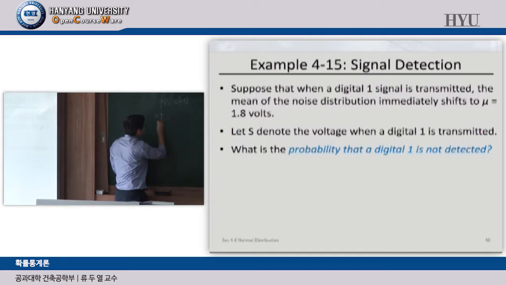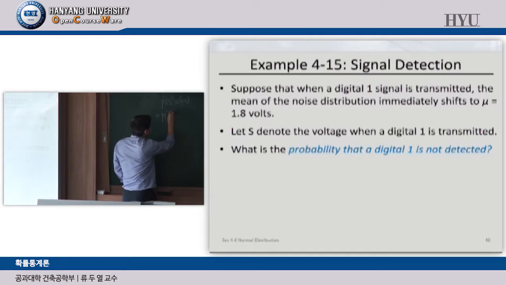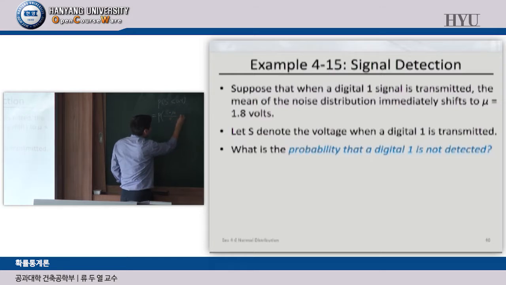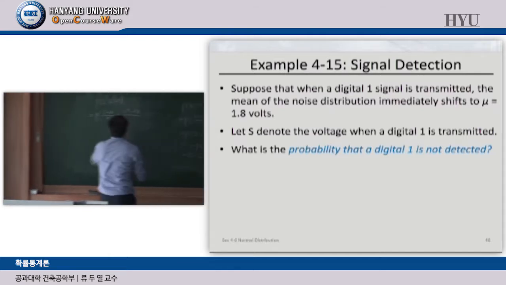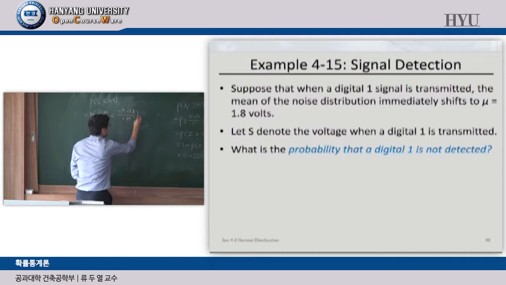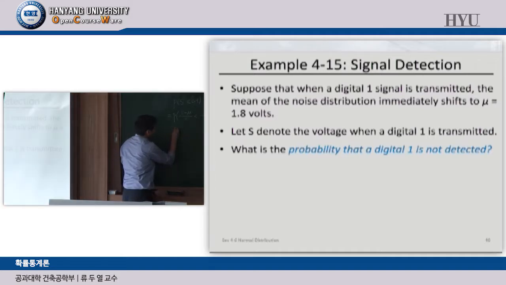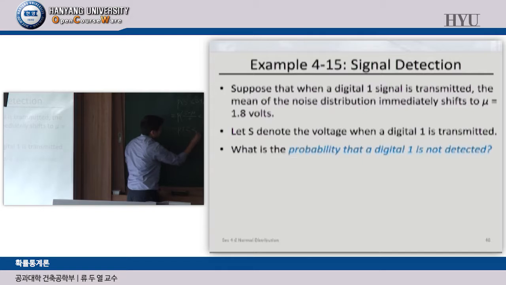So we can change this to a standard normal random variable: (S minus mu) over sigma should be smaller than 0.9 minus 1.8, right? Because mu is changed from 0 to 1.8 volts. So that over 0.45. So that is equal to the probability of z smaller than minus 2. The answer will be 0.0275.